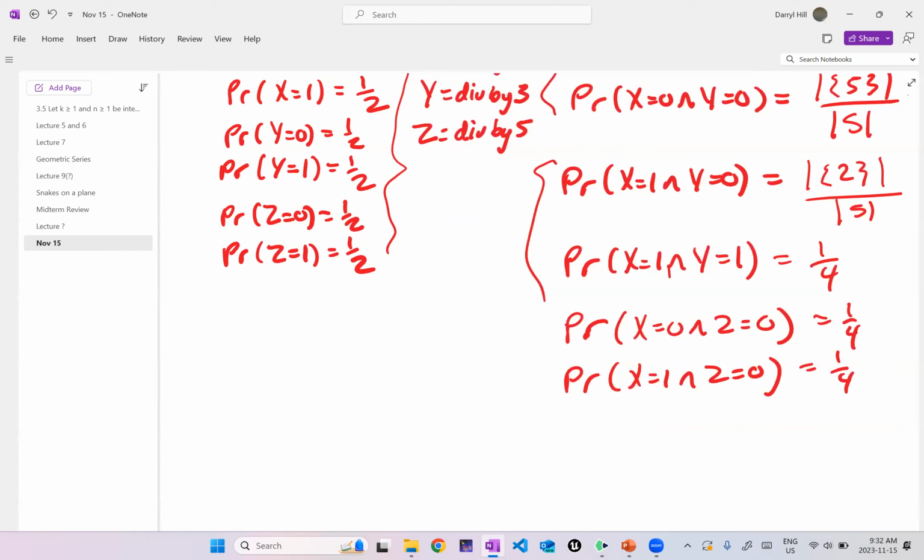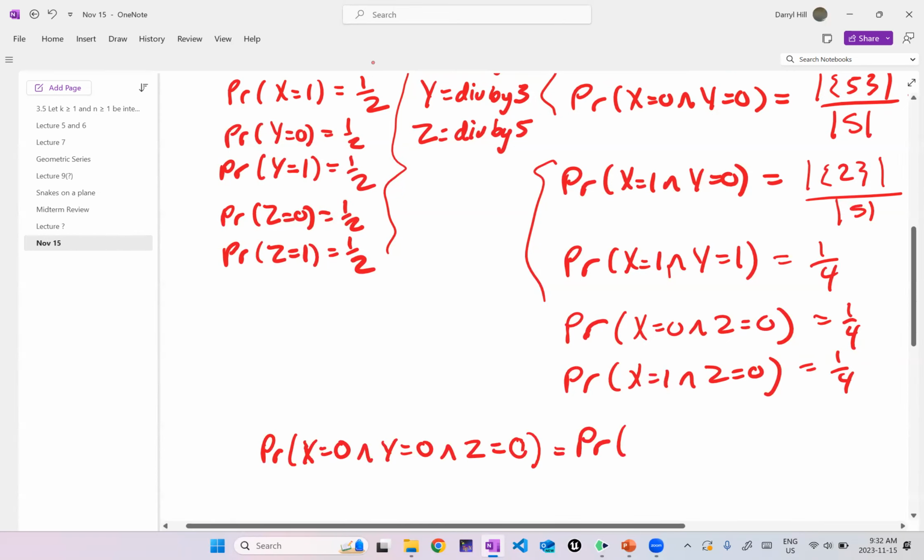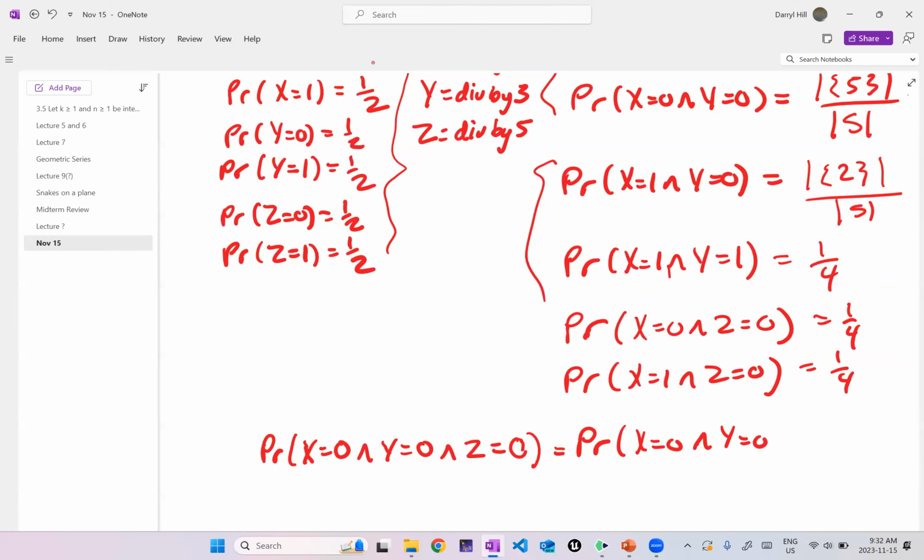Okay, so now I want to prove or disprove that they're mutually independent. So I want to look at, for instance, x equals 0 and y equals 0 and z equals 0. And again, if I wanted to disprove it, I need a counterexample. If I wanted to prove it, then I have to show for 8 more equations that this is true.